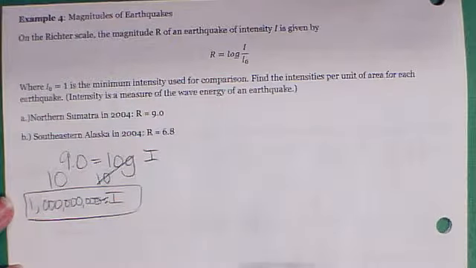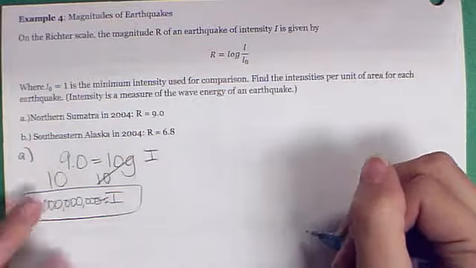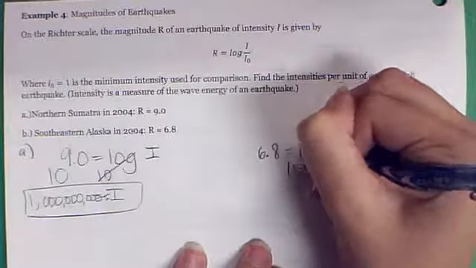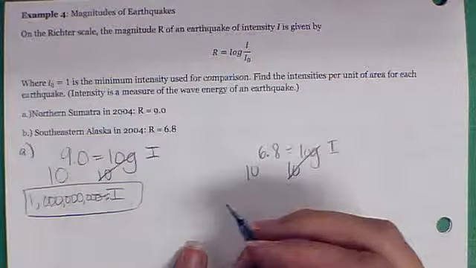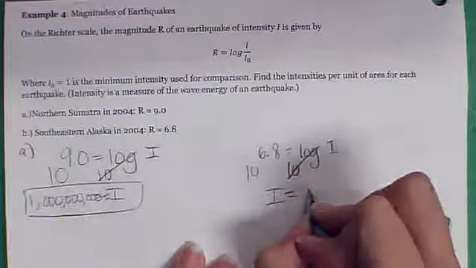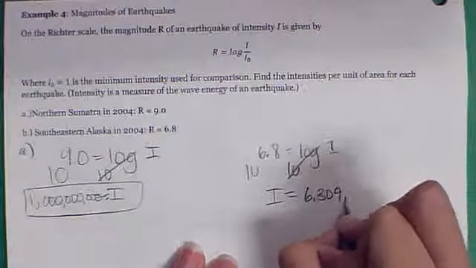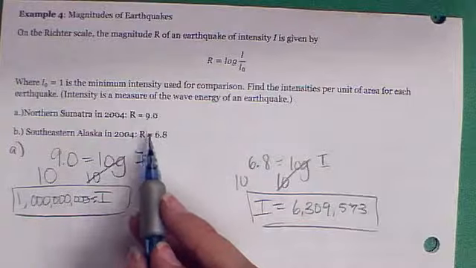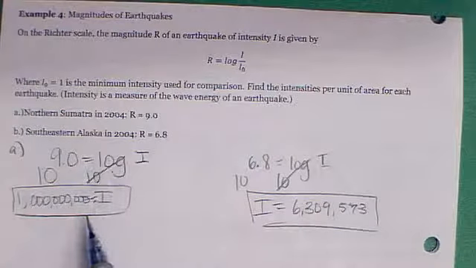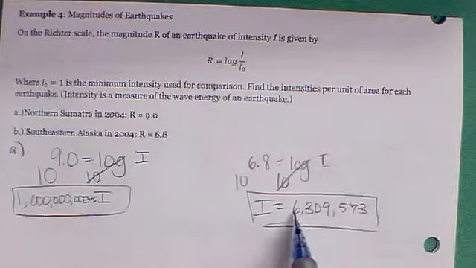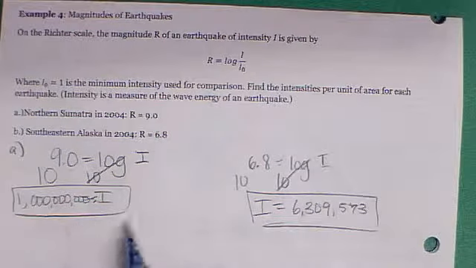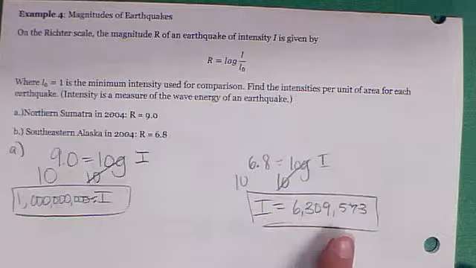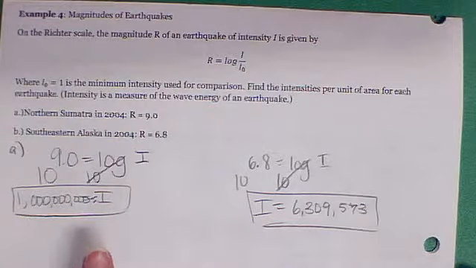Okay. Let's look in contrast at the one that hit southeastern Alaska in 2004, same year, but with a magnitude of 6.8. Again, to get I by itself, we're going to raise both sides by the power of 10, and 10 to the 6.8 means the intensity was 6,309,573. Notice from here to here, I started with 9 and went to 6.8, which is not that drastic of a drop, but the intensity is. This one is in the millions, this one is in the billions. So that's pretty different, and that's why we use the logarithmic scale to show that. This was still a pretty intense earthquake, but the other one would have been like total devastation.